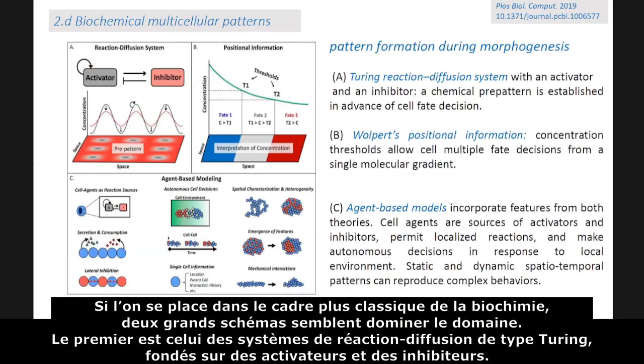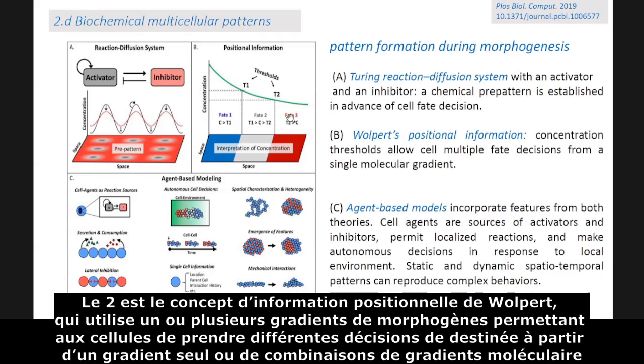But if we go to the case typical in biochemistry, two schemes dominate or seem to dominate the field, which are the Turing reaction-diffusion system based on activators and inhibitors, and the case of Wolpert's positional information concept, which uses one or more morphogen gradients that allow multiple phase decisions for the cell from single or different combinations of molecular gradients.